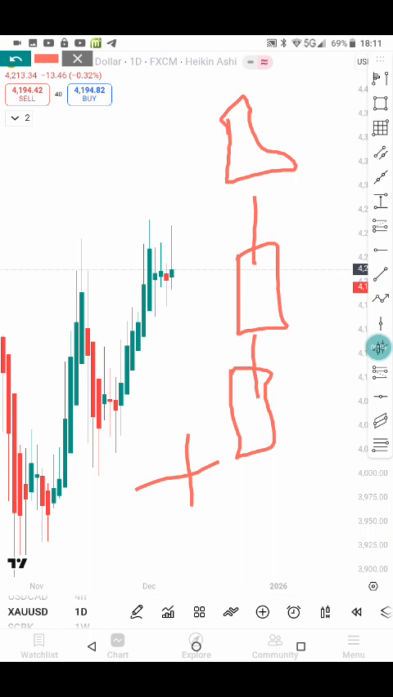Sorry, my candles are funny. So consider this a candle. This is what I want. I want to see a doji, and then I want to see a candle without a wick below, and then another candle without a wick below. This will be my entry, and this will be my stop loss. And then I take a buy. So that is how I treat this whole thing.